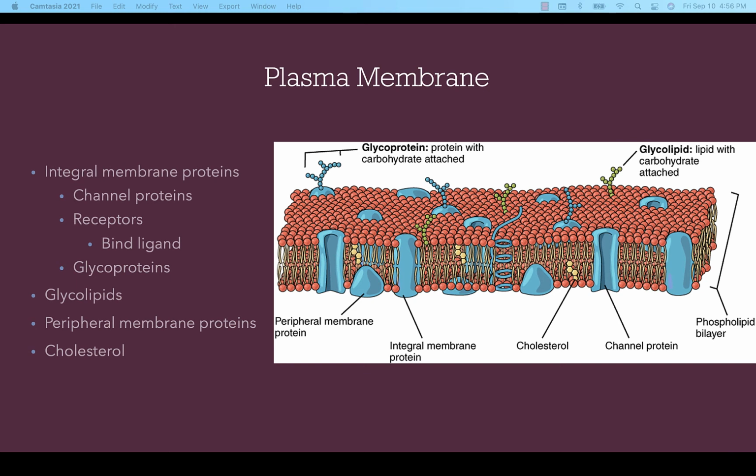These are lipid-soluble molecules. Other lipids, oxygen and carbon dioxide can all pass through freely. They are lipid-soluble. Water-soluble molecules need assistance to pass through as they are repelled by the hydrophobic tails of the phospholipid bilayer.